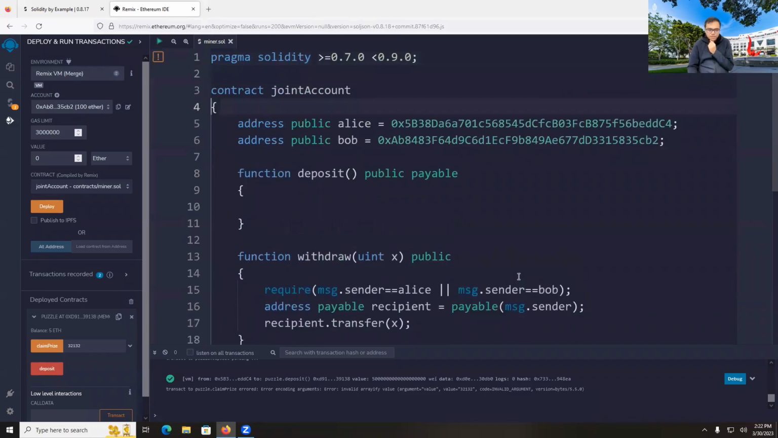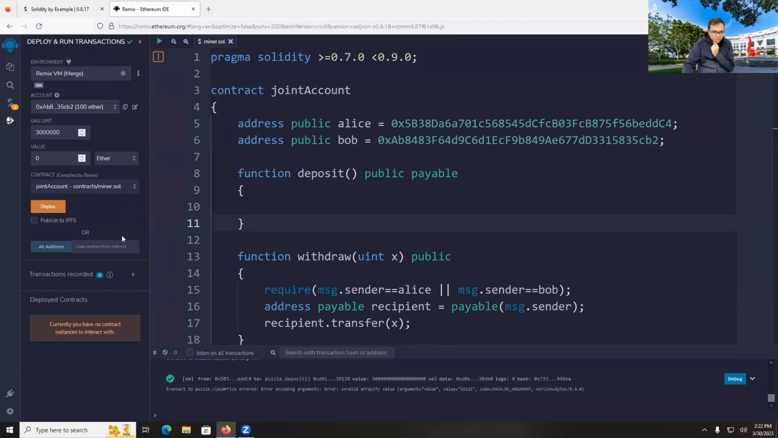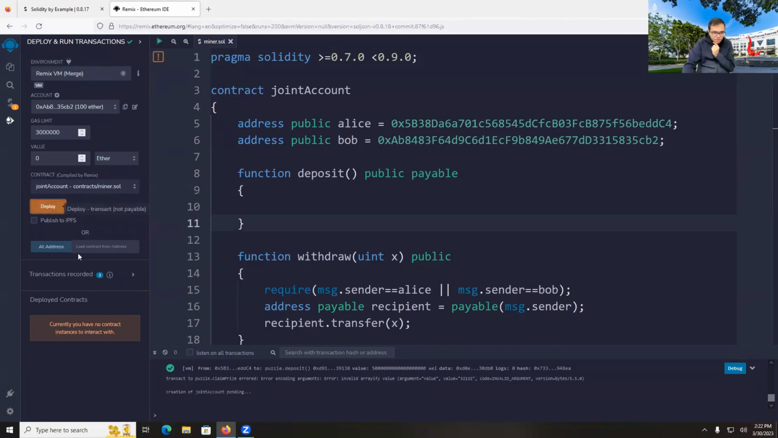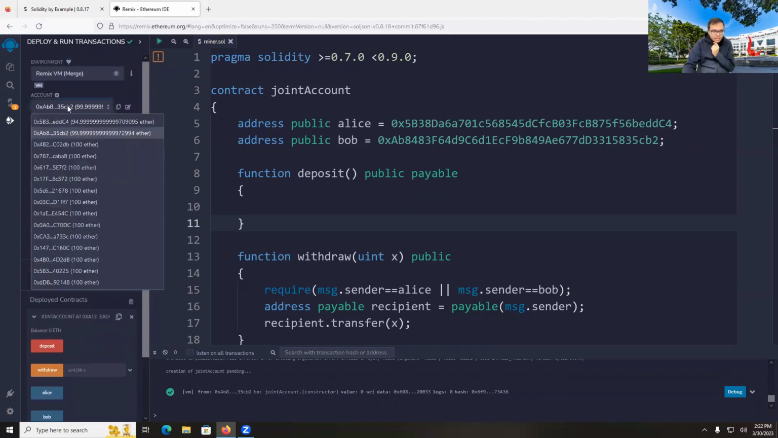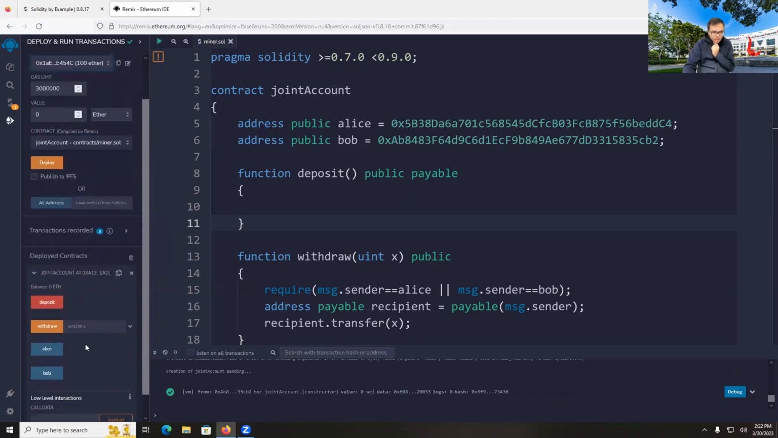Now, what's interesting to me is this. Suppose that I put this contract, I deploy it. Okay, so this is deployed now. And let's say that someone deposits, let's say 5 Ether into the contract.